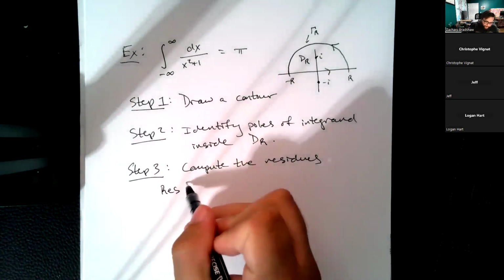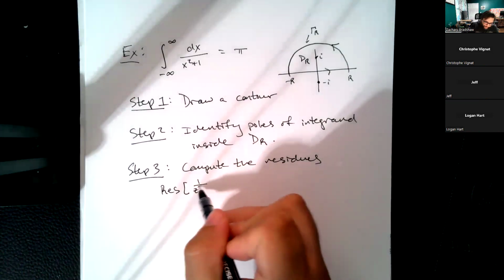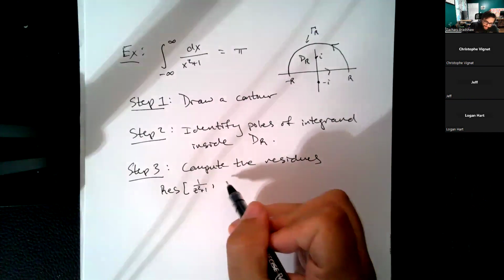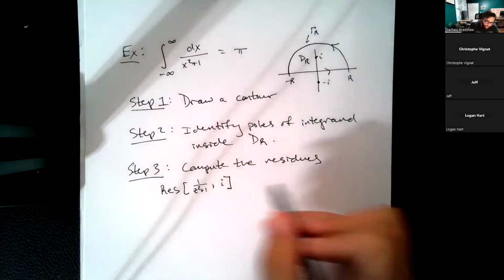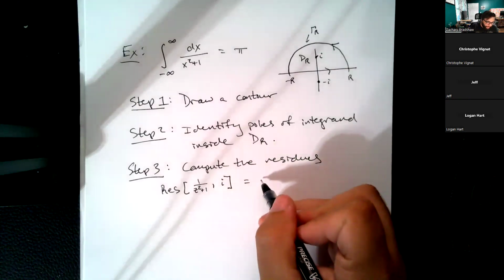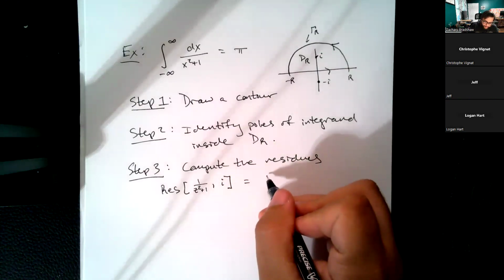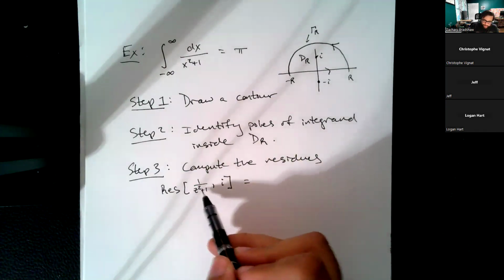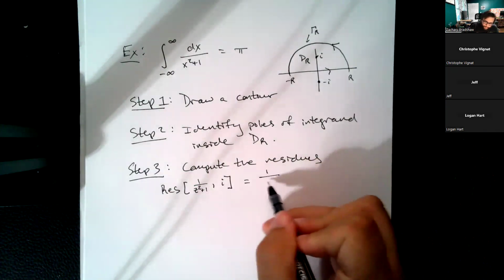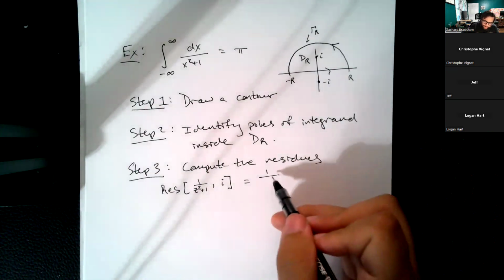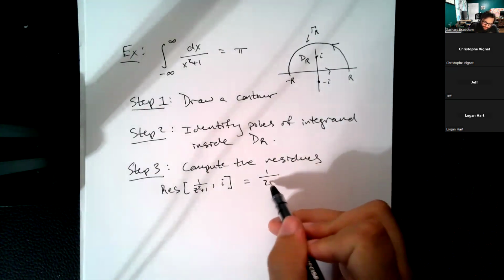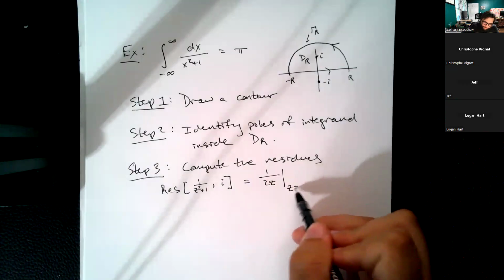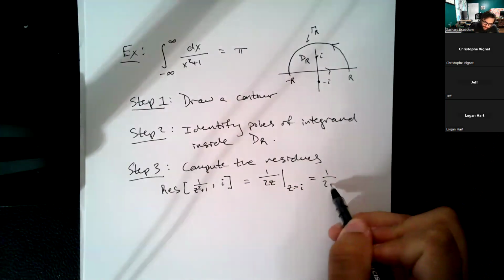So in our case, we have the residue of 1 over z squared plus 1 at i is, well, we actually already computed this one earlier. Let's go ahead and use that last rule, rule 4 here. This will be 1 over the derivative of z squared plus 1. That's 2z, evaluated at z equals i. That's 1 over 2i.